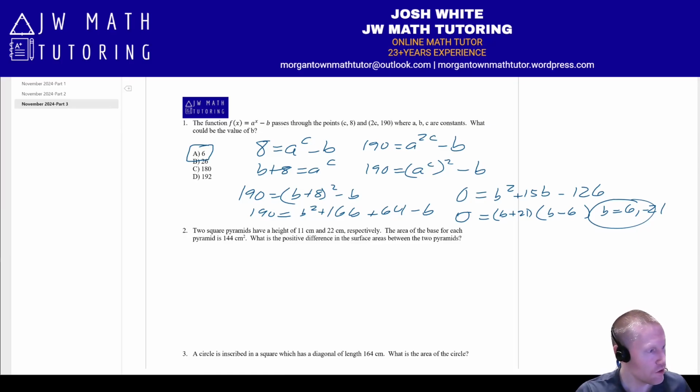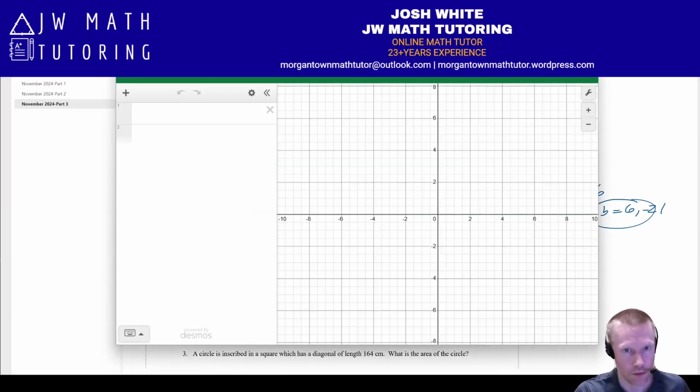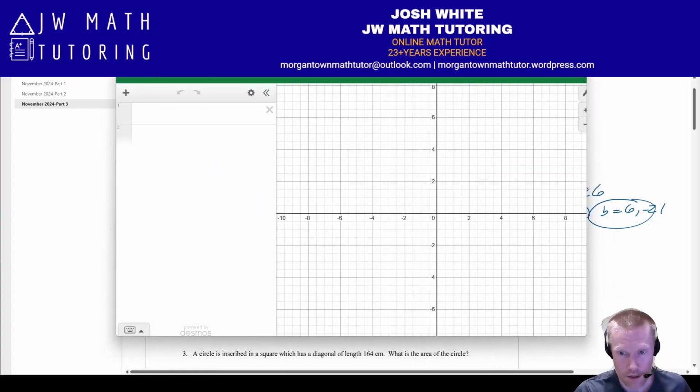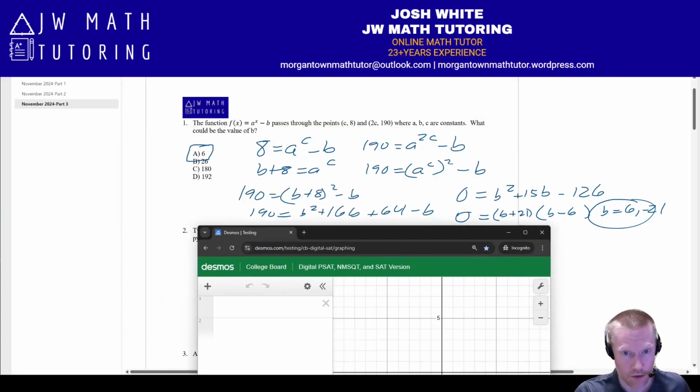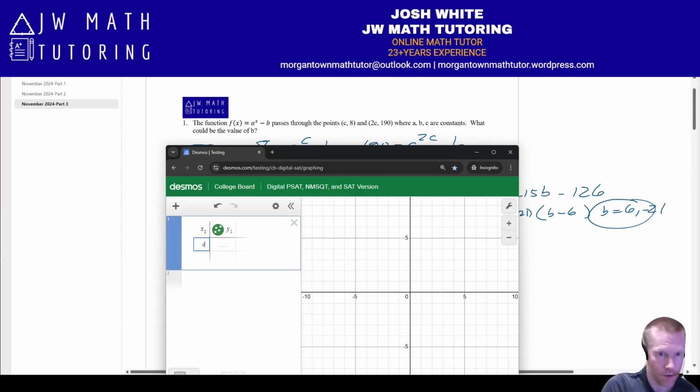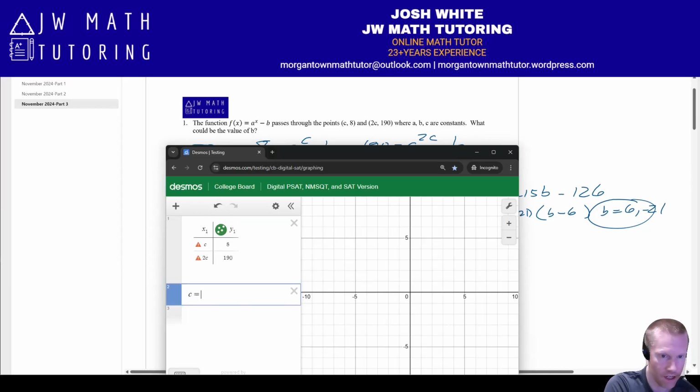Now, here's how you could do this in Desmos. And again, this will be so much quicker and so much faster. All right, I just want to shrink this down a little bit so we can get the problem and the graph on the screen. So first thing I'm going to do is enter in a table and put in these 2 points. Now, I'm using c, but don't worry about that. I'll talk about that in a second.